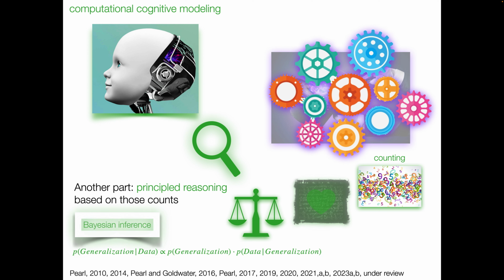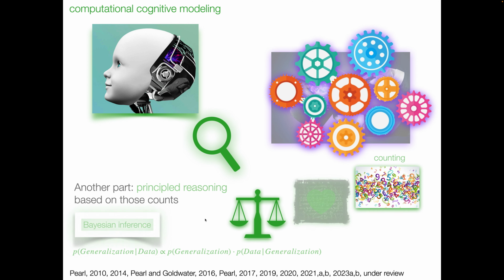One example of this that seems to accord with human cognition is Bayesian inference, where your belief in some hypothesis or generalization based on the data is related to how much you believed in that generalization beforehand, as well as how well the data fits that generalization, right? It's a way of combining these in a principled way. Again, human cognition seems to do this a fair amount. This is an example of a principled reasoning process that is involved in quantitative approaches like computational cognitive modeling.